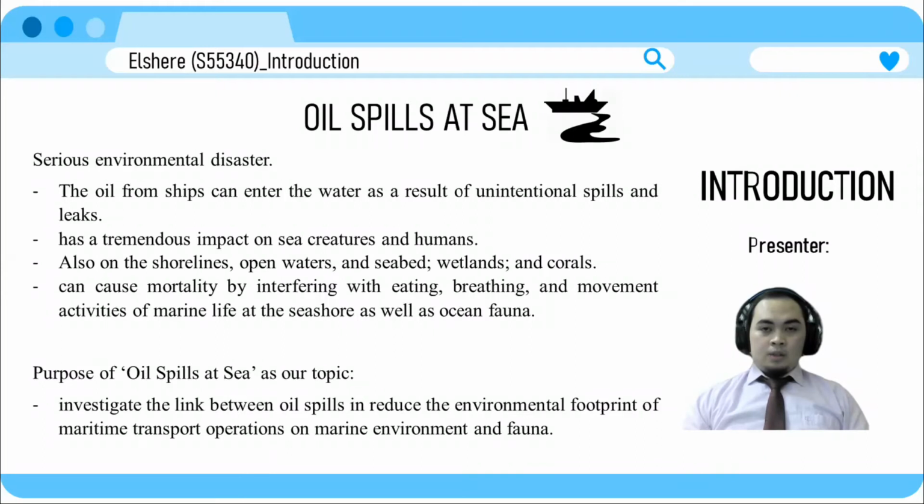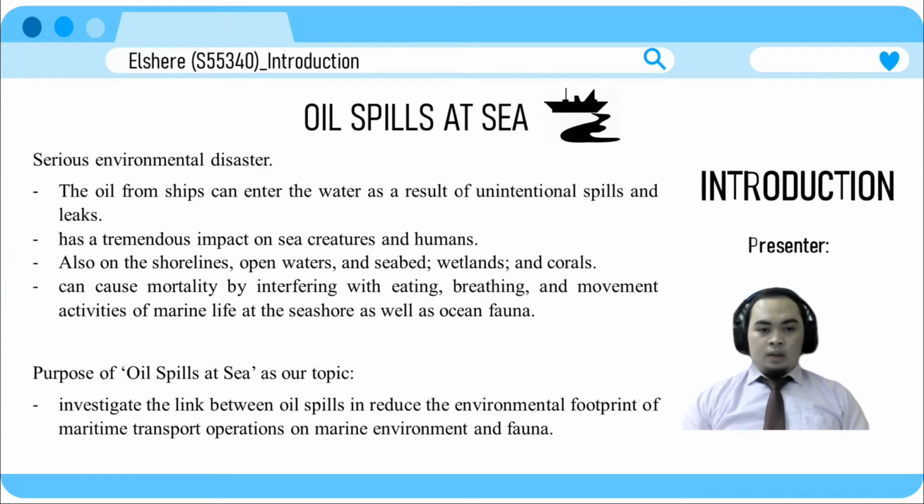Thank you. I will explain the introduction to oil spill at sea. Generally, oil spill at sea is a serious environmental disaster. The oil spill from ships can enter the water as a result of unintentional spills and leaks. Oil spills on water have a tremendous influence on sea creatures and humans. The outcomes can be devastating.